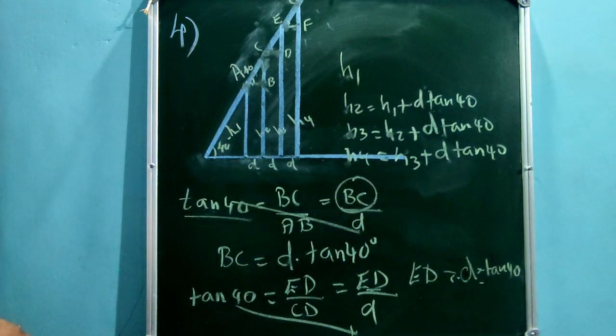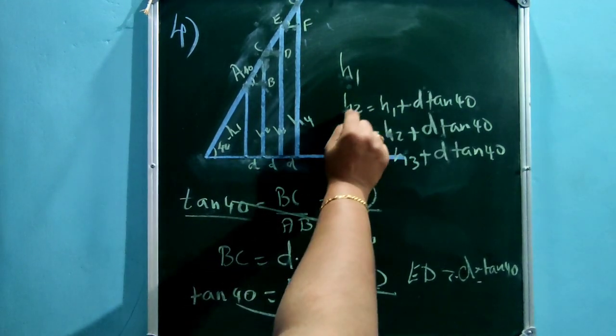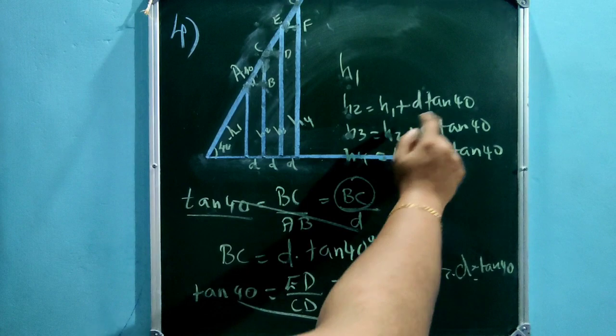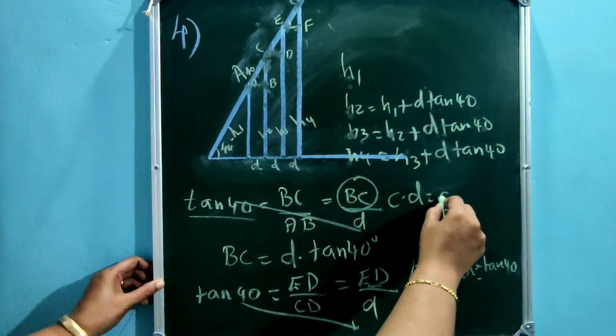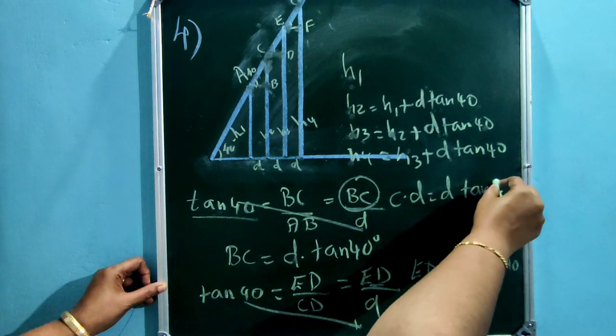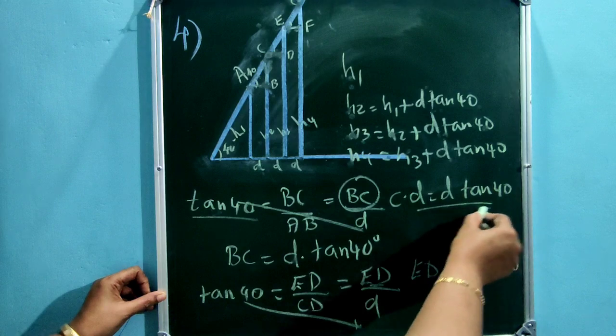Then what is the common difference here? Yes, we can see that first plus common difference is equal to second, second plus common difference is equal to third. So here the common difference is equal to D tan 40. Okay, D tan 40 is the common difference.